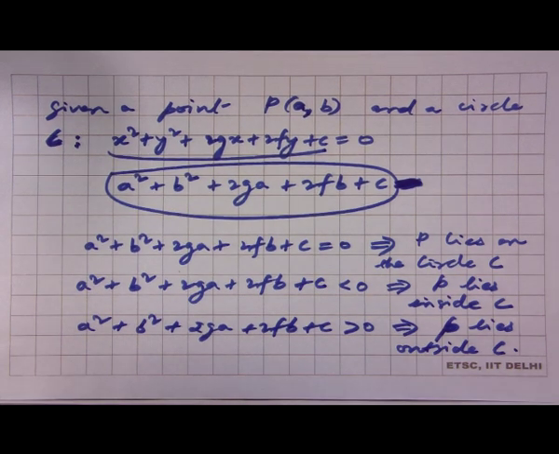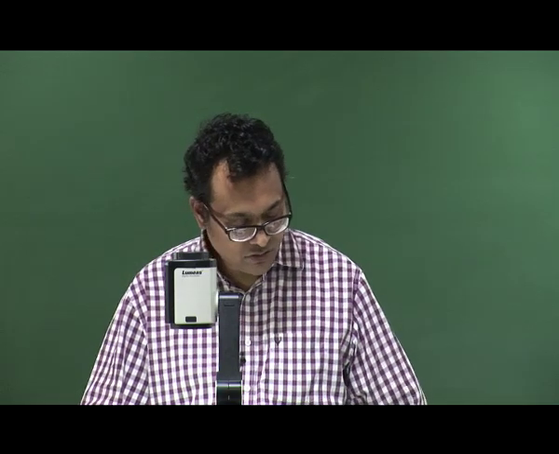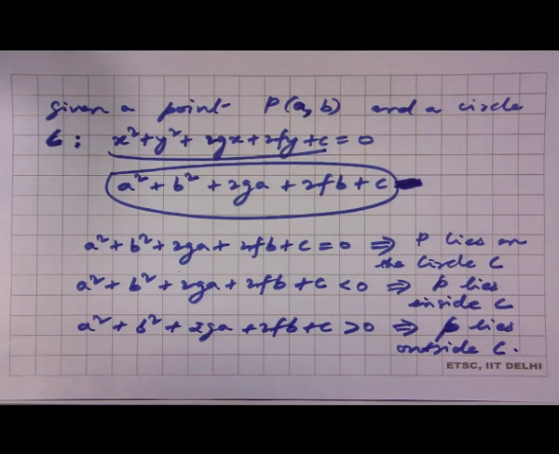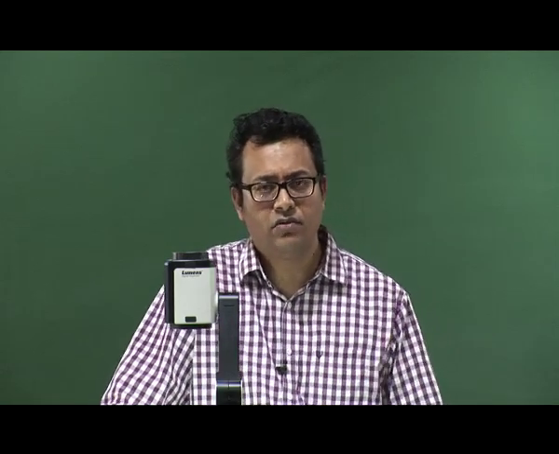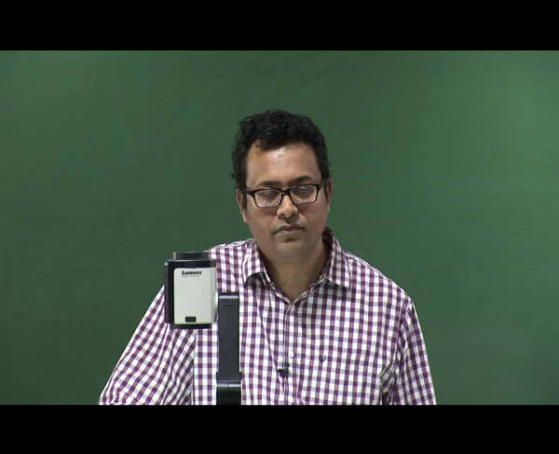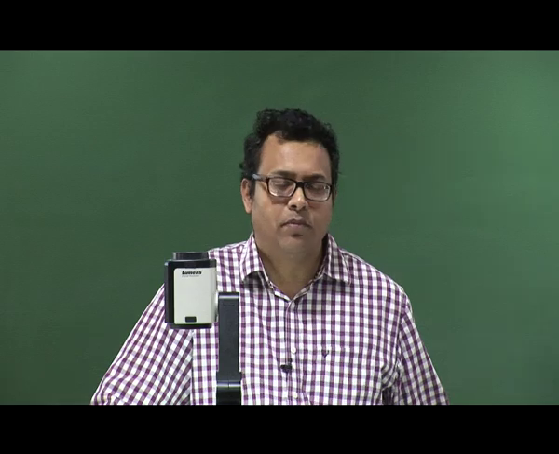So, with that we will finish this lecture. In the next lecture, we will continue with other topics like finding the intercepts made by a circle on both the axes. We will also derive conditions to check whether a line passes through a circle or not, or whether it passes through the center of the circle or not. And we will also take up some problems.